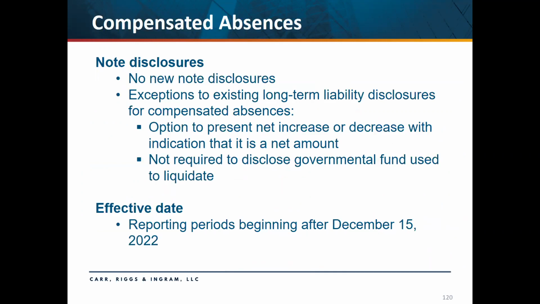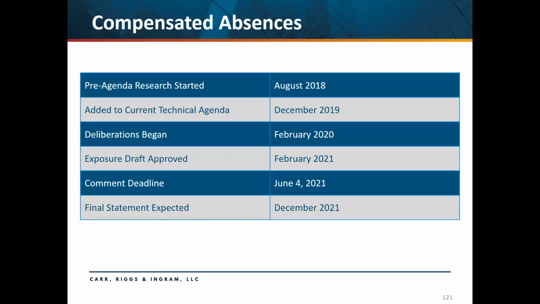So when it comes to note disclosures, there are no new note disclosures. Exceptions are to existing long-term liability disclosures for compensated absence. This option would present a net increase or decrease with indication that this is the net amount, and we won't be required to disclose governmental funds used to liquidate. The effective date would be for reporting periods beginning after December 15th, 2022. And as I said, right now the comment deadline has just passed, and the final statement is expected to come December 2021. So we should know something pretty soon.